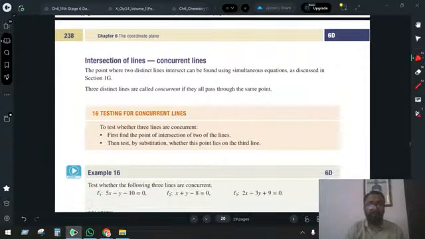Next, can you read this definition? Intersection of lines, concurrent lines. The point where two distinct lines intersect can be found using simultaneous equations as discussed in section 1G. Three distinct lines are called concurrent if they all pass through the same point. Concurrent means they will pass through the same point.